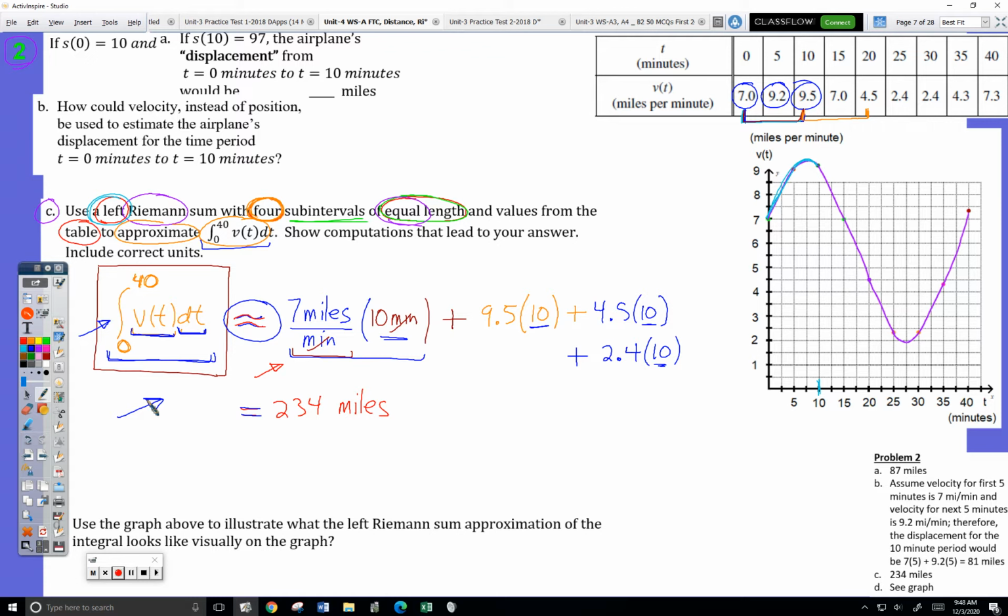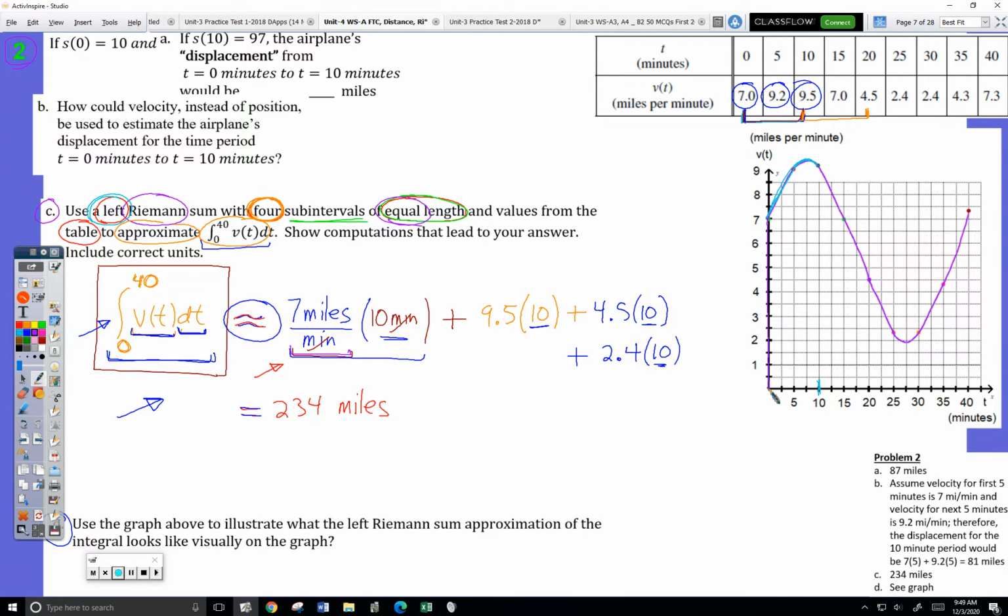On the graph, this line that I'm now drawing, this vertical line has a length of 7. Show me 1 or 2 if that makes perfect sense. That vertical line has a length of 7 points. We are multiplying that vertical line's length by a duration of 10 minutes.